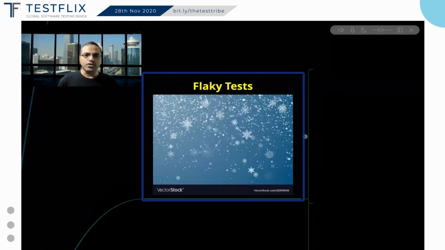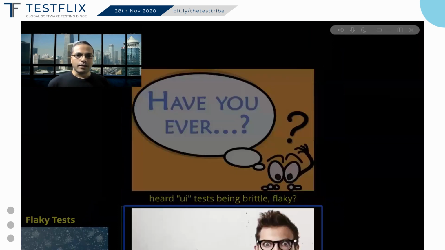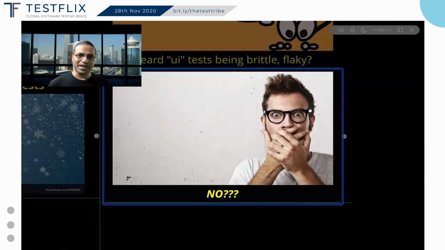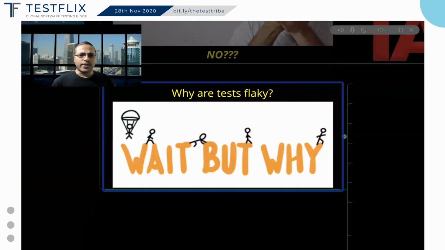The topic is related to flaky test. Flaky test, also known as intermittent test, and what this means is the tests do not pass consistently. They do not give a consistent feedback. I'm sure you have heard about the UI test being brittle or flaky. If not, that's a big surprise. And I would definitely want to talk to you to understand how have you achieved stableness, robustness of your UI automation. So why are tests flaky?